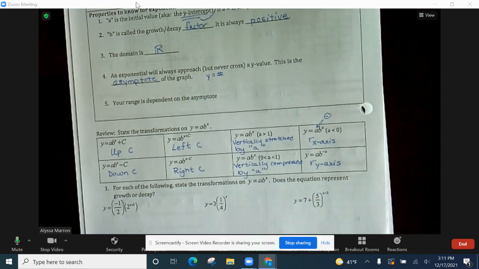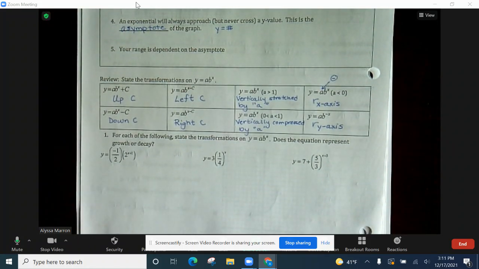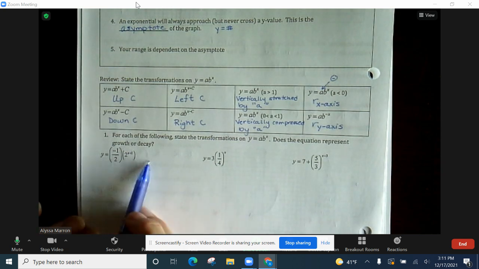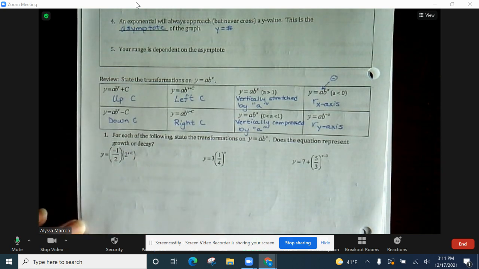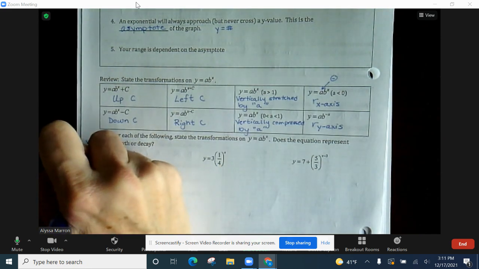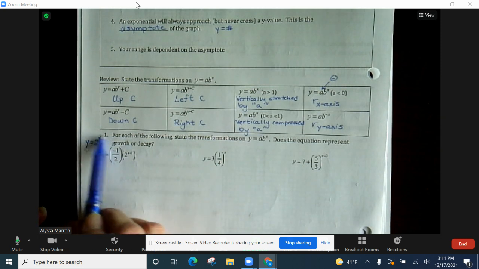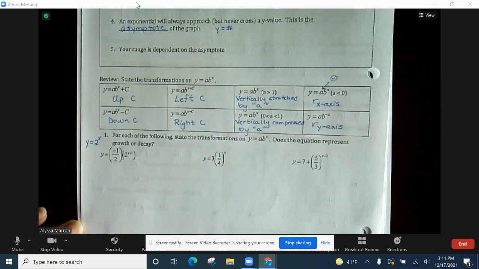So now we can look at some equations. We can state the transformations that occurred, and then we're going to establish whether this equation represents growth or decay without simply putting it in your calculator, although you could. So first, this function here that I'm looking at, if I look at that base, we are transforming the parent function y equals 2 to the x. So as if that were our original function, we want to state what's happening to get here.